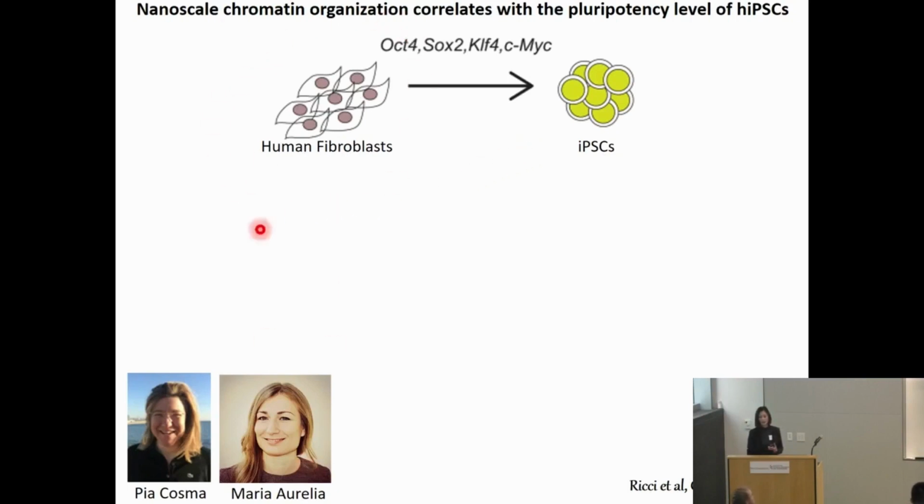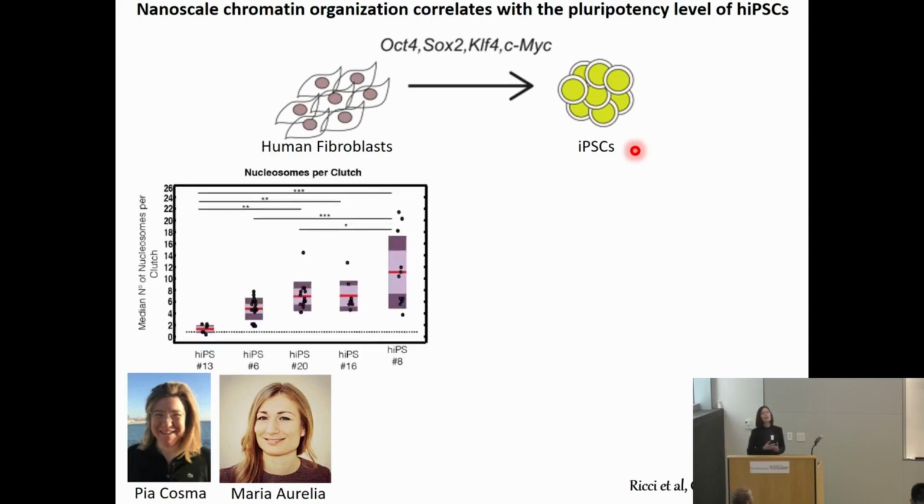What Maria Aurelia did was take human fibroblast cells and overexpress the Yamanaka factors to reprogram them into induced pluripotent stem cells. And she made multiple iPS clones. So each clone comes from an individual reprogrammed human fibroblast cell. And then she visualized the chromatin organization of those clones, and she measured the size of the nucleosome clutches.